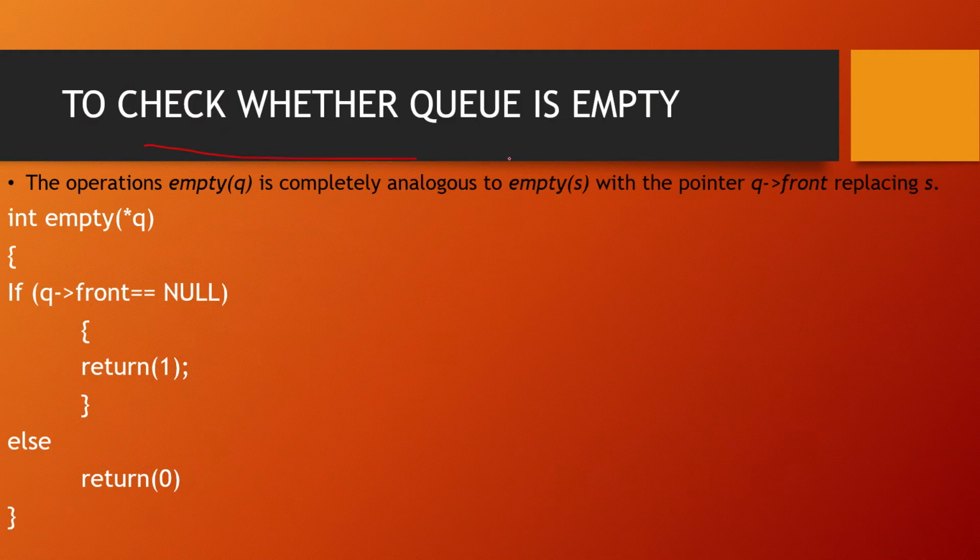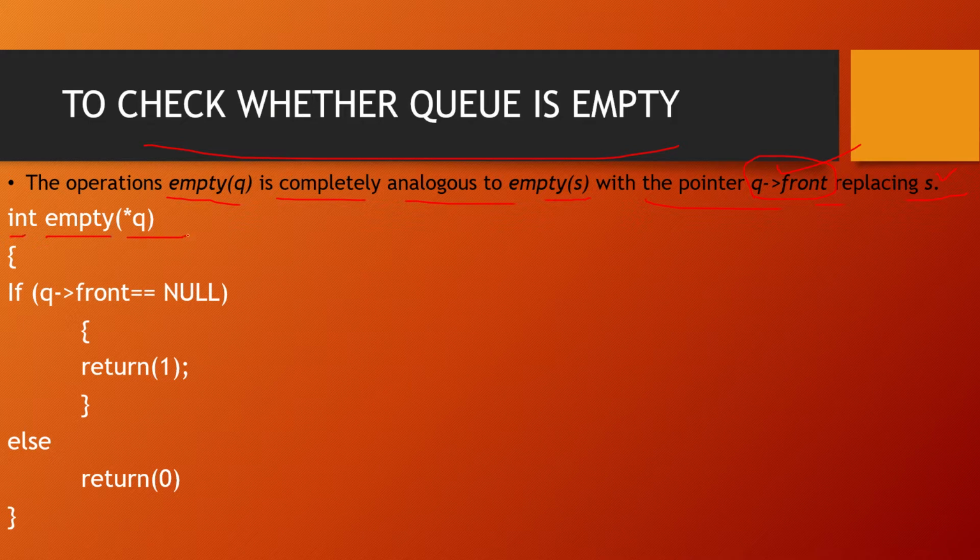Now, how to check whether the queue is empty? We have the function empty queue, which is completely the same as empty s with the pointer q front replacing s. In case of stack, it is s pointing to the top of the stack. In the case of the queue, q front is pointing to the front of the queue.